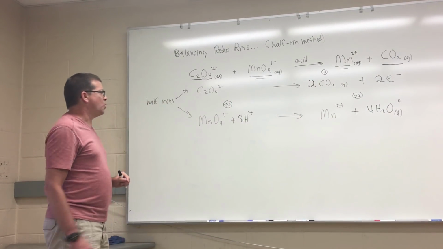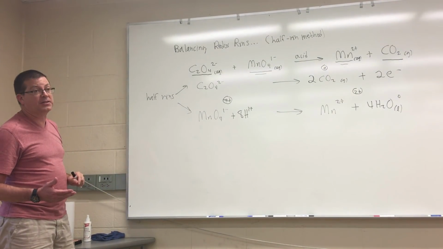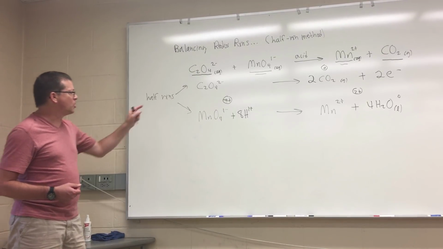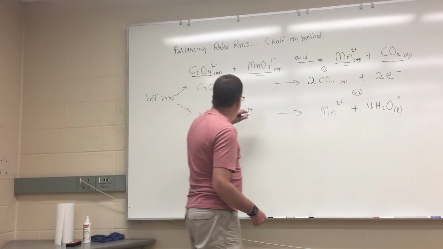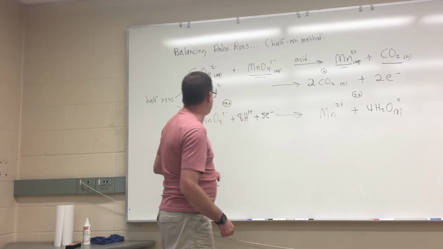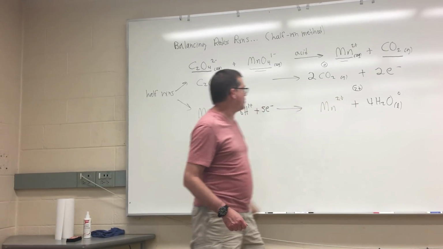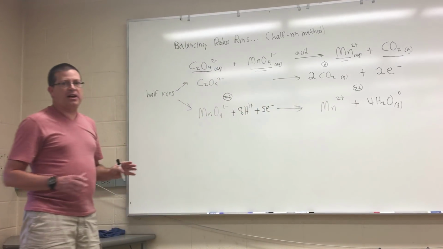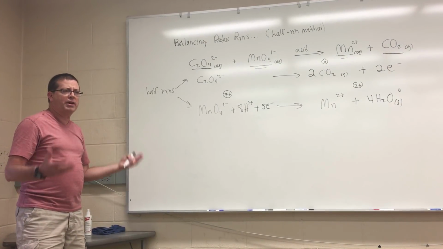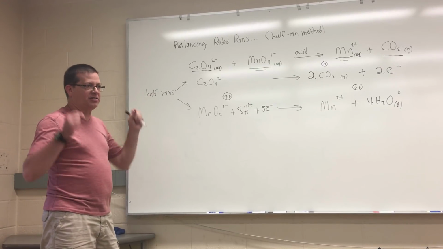All right, so the rule says now that I have to add electrons to the more positive side to make the charge equal to the less positive side. So it looks like here I need to add 5 electrons to the left-hand side to make the 7+ equal to the 2+ that I have over on the right. So now that I've got the 2 balanced half reactions, the next thing that I have to do is to put everything back together. So that means I have to add these half reactions together.